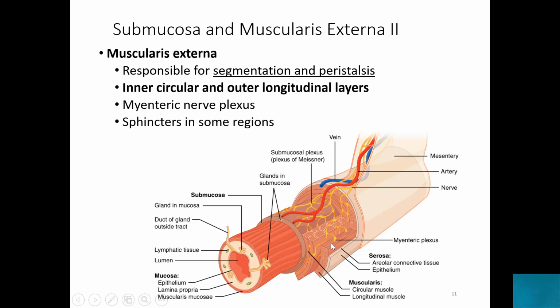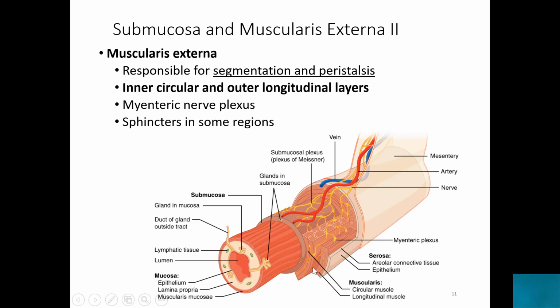Then we have a pretty thick layer, which is made of 2 sub-layers, and that is Muscularis Externa. It's responsible for segmentation and peristalsis. Both are movements that we will discuss later, but generally just for movement of food through the tube. The inner layer is circular. It means it has a circular orientation of smooth muscle fibers. Then we have the outer layer, which is longitudinal. That is the orientation of muscle fibers.